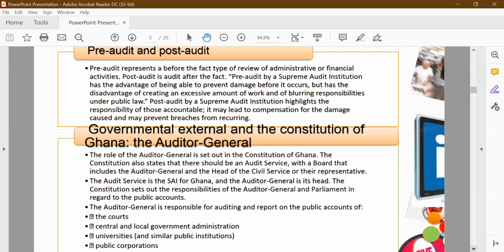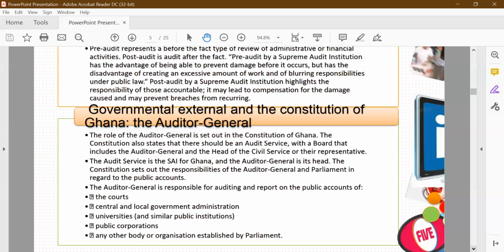Now let's look into government external audits and the Constitution of Ghana. The role of the Auditor General is set out in the Constitution of Ghana. The Constitution also states that there should be an audit service with a board that includes the Auditor General and the head of civil service or their representative. The audit service is the supreme audit institution for Ghana, which we've already touched on, and the Auditor General is the head. The Constitution sets out the responsibilities for the Auditor General and the Parliament in regard to the public accounts.